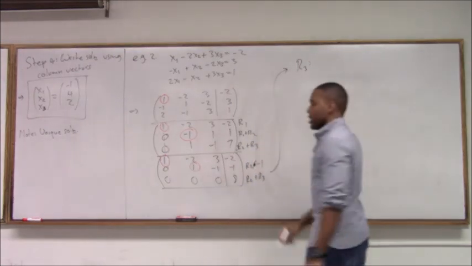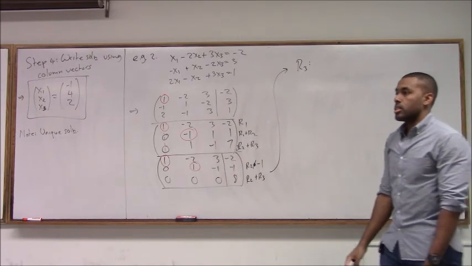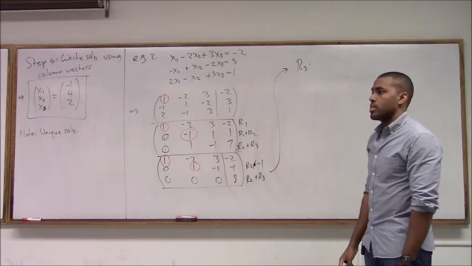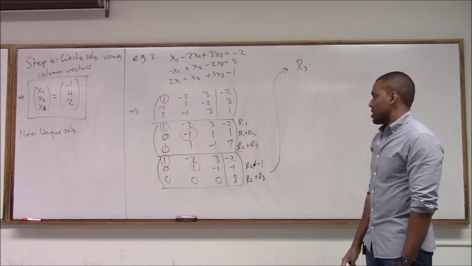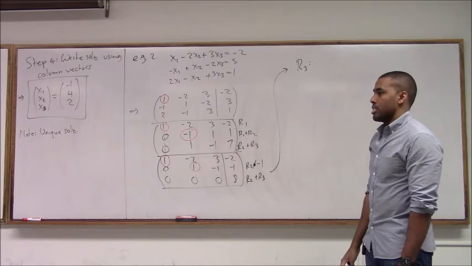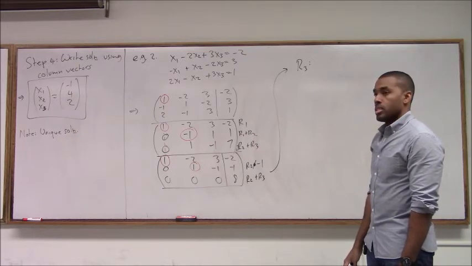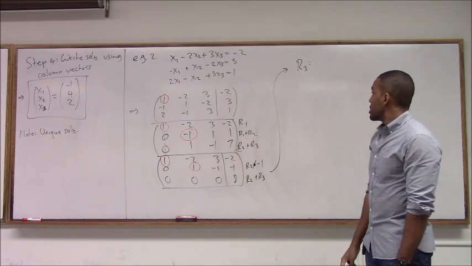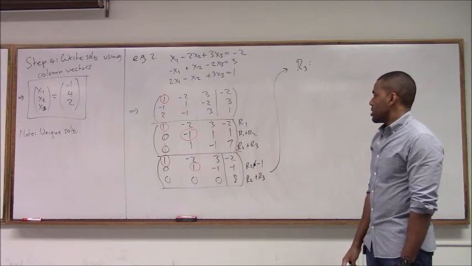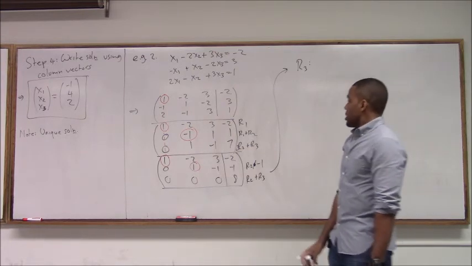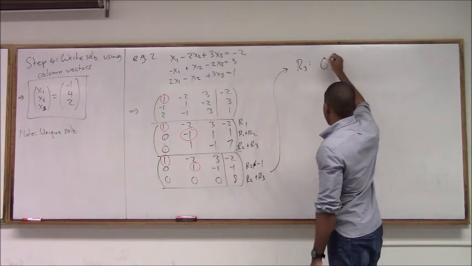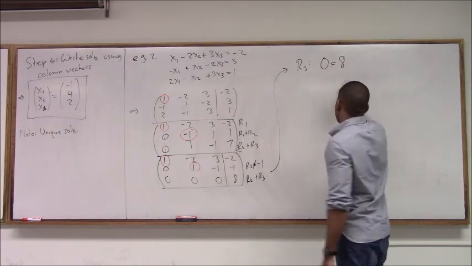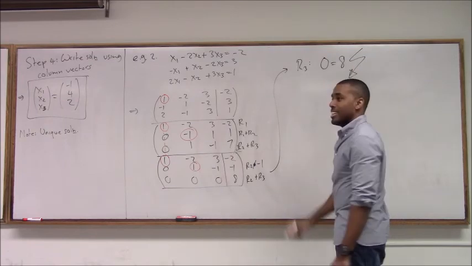Now what does row 3 tell us? Well, I have a problem with it. You have a problem with it? Yeah, because how do you have 0x1 plus 0x2 plus 0x3 equals 8? There's no value for x. How can you get anything times 0 to equal 8? So what is this? It's a constant. That basically says 0 equals 8, right? It looks absurd. It's 0 times a variable.